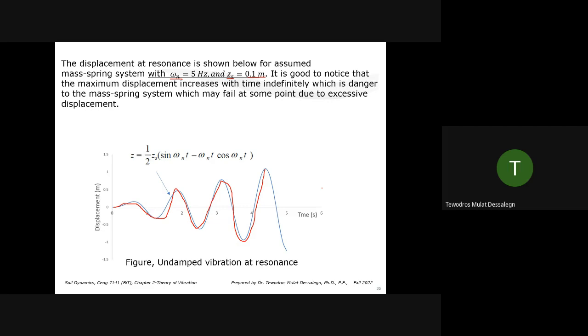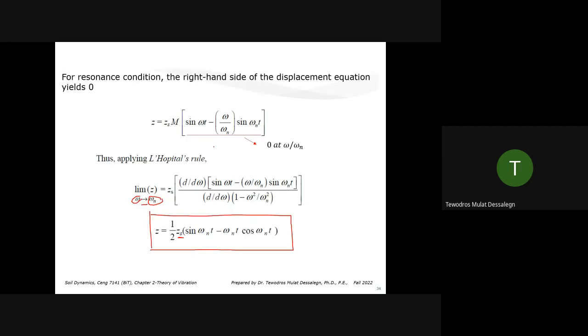Which means excessively large displacement. So the situation where the natural frequency of a system, our foundation mass system or foundation spring system, coincides with the forcing frequency either from the motor vibration or from an earthquake, that's when you have excessively large displacement. And that phenomenon, we call resonance. Resonance is a situation where you have excessively large displacement.